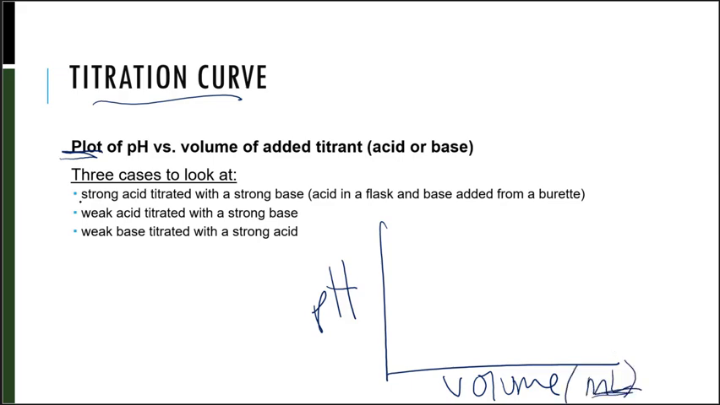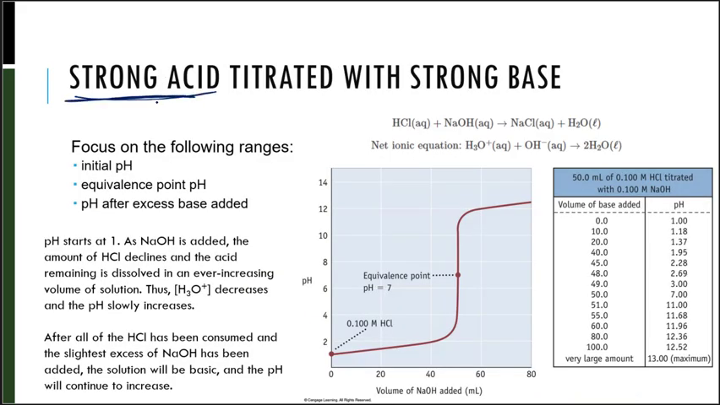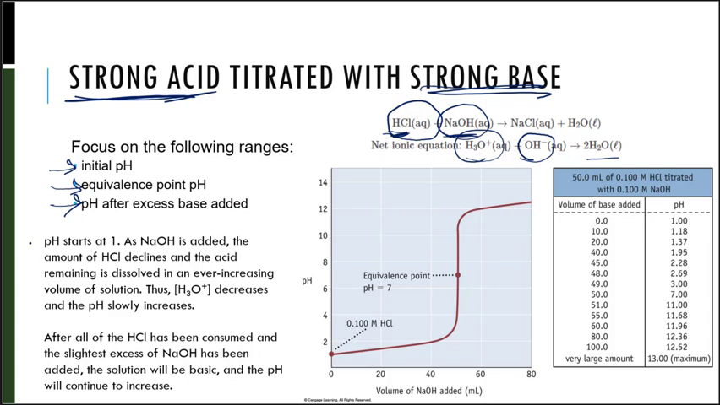3 cases we're going to look at. We're going to look at a strong acid titrated with a strong base, a weak acid with a strong base, and a weak base with a strong acid. Our first example is strong acid with a strong base. And our example here is hydrochloric acid with sodium hydroxide. Let's look at 3 different ranges: the initial pH, the equivalence point pH, and the pH after excess base has been added. Notice that our pH starts at 1 when we have just hydrochloric acid.